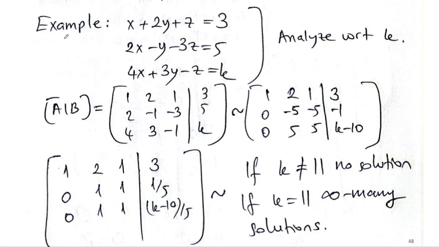So in this example we have a 3 by 3 system. We have x, y, and z as the unknowns in these linear systems, and we have also one more unknown parameter k here. And the question asks us to analyze the solution with respect to k.